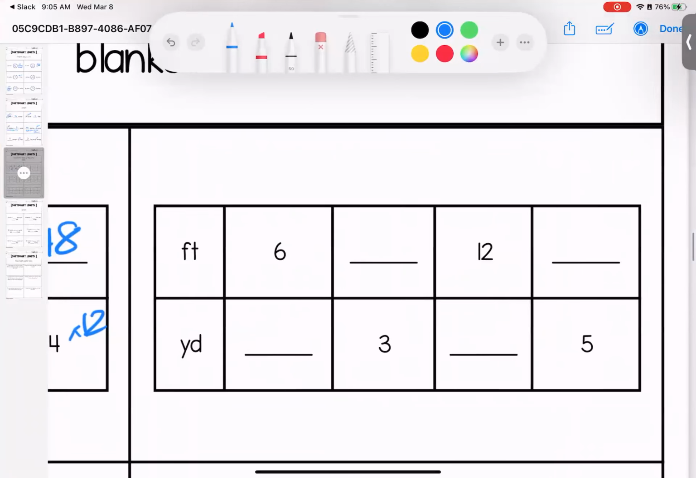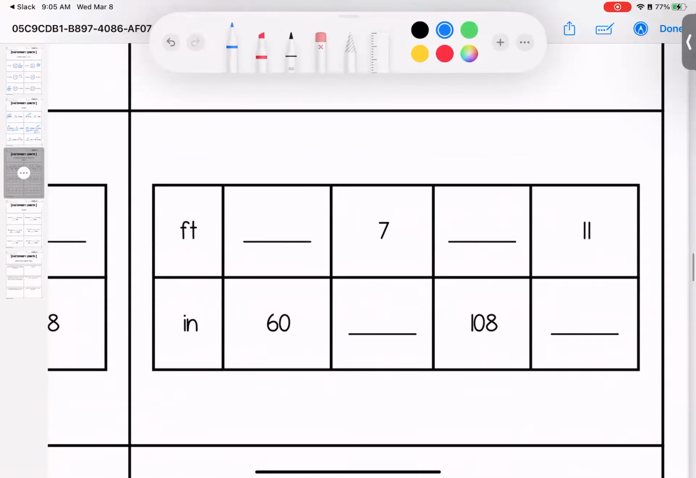Yards to feet. There are 3 feet in a yard. So up top, I'm going to divide by 3. And down the bottom, I'm going to multiply by 3. So I'm going to set up my problems. 6 divided by 3 is 2. 3 times 3 is 9. 12 divided by 3 is 4. 5 times 3 is 15. Our missing numbers are 2, 9, 4, and 15.